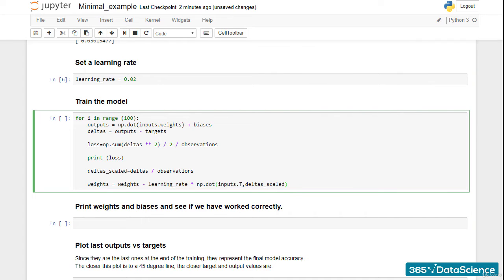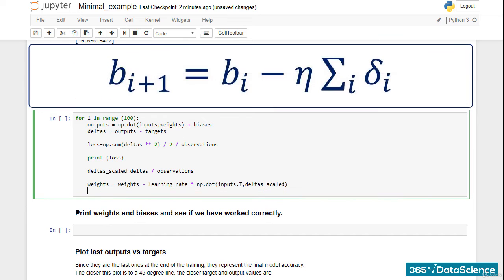Alright, let's update the biases. The new biases are equal to the old biases minus the learning rate times the sum of the deltas, as explained in the gradient descent lecture. This is the entire algorithm. Let's recap what it does.